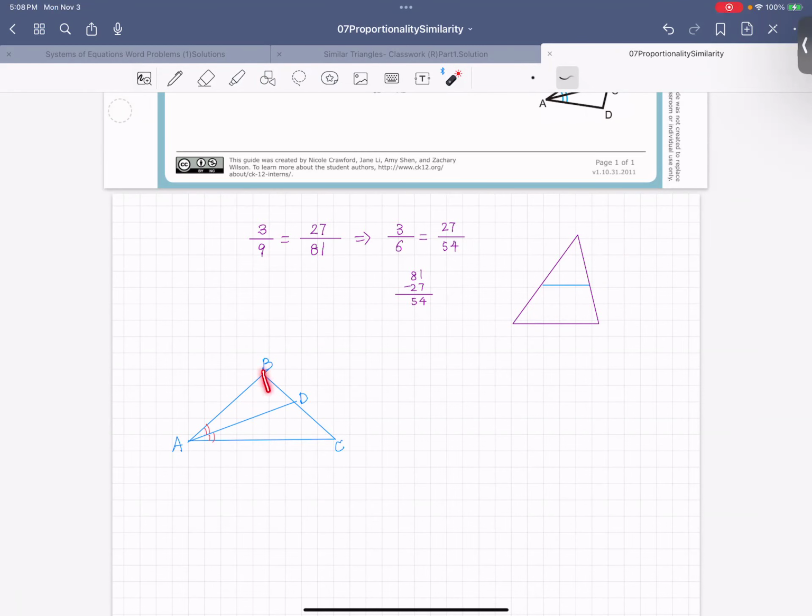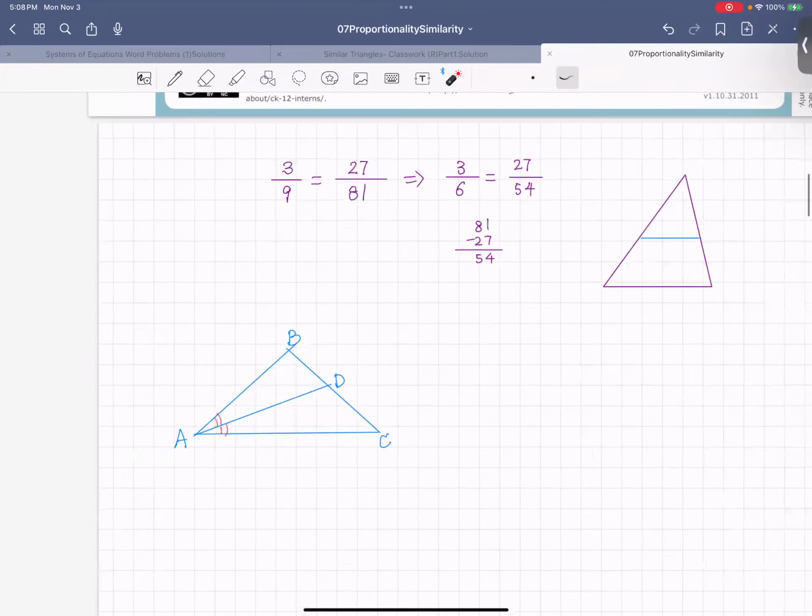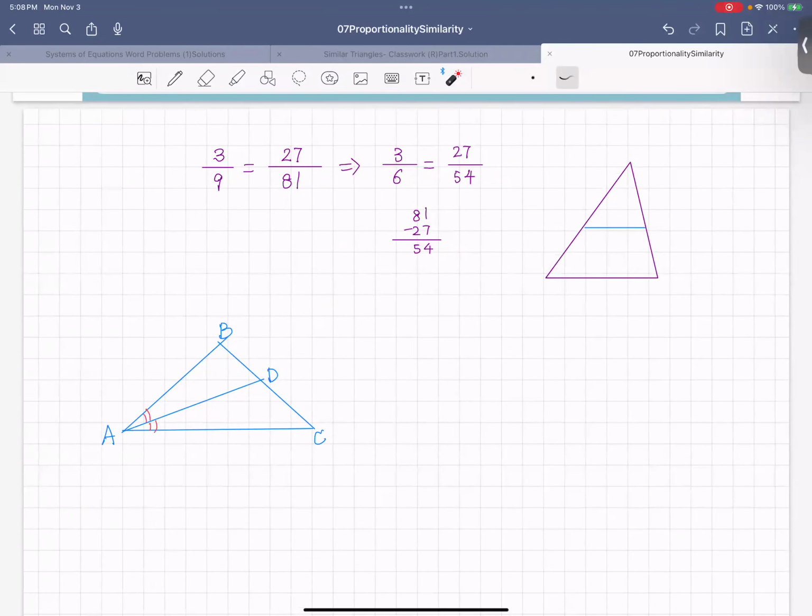If this is an isosceles triangle, then these two are equal. If this is not an isosceles triangle, then these two will not be equal. So it has to be specified for them to be equal. By default, we cannot suppose this is equal. We can only say it's a general triangle. We don't know if they are equal.